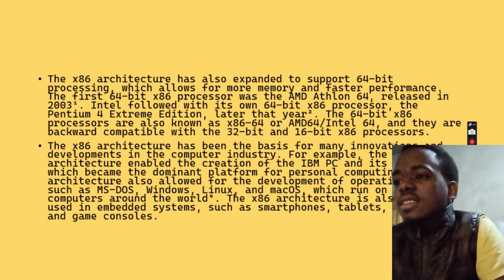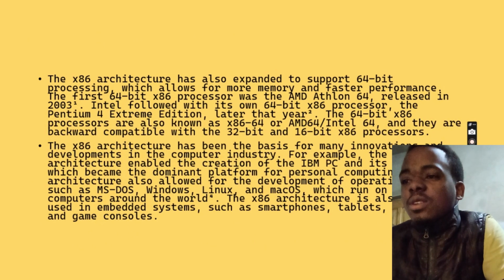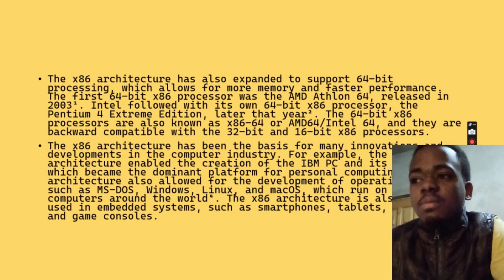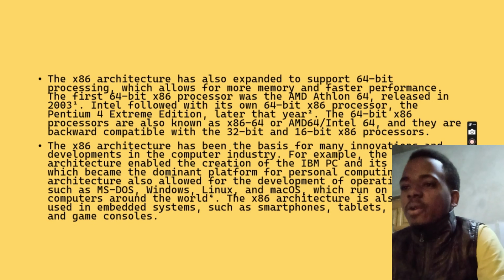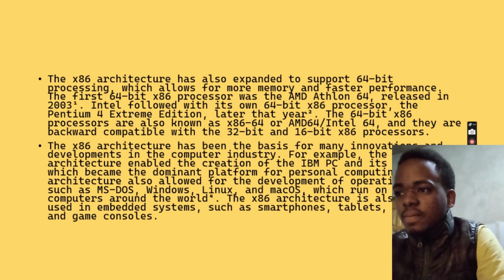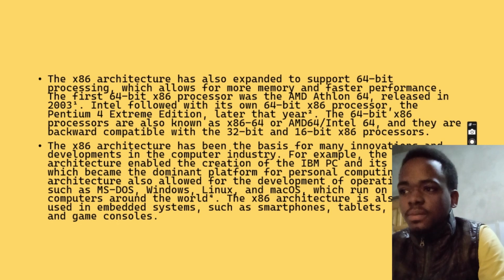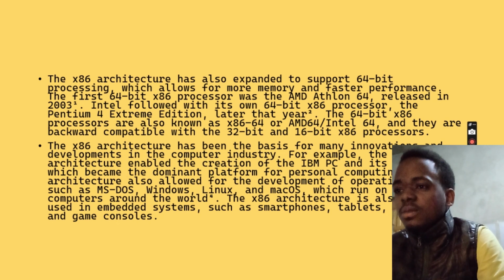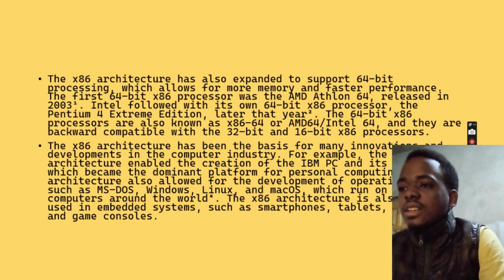The x86 architecture has also expanded to support 64-bit processing, which allows for more memory and faster performance. The first 64-bit x86 processor was the AMD Athlon 64, released in 2003. Intel followed with its own 64-bit x86 processor, the Pentium 4 Extreme Edition.